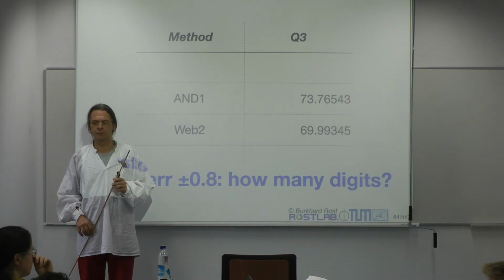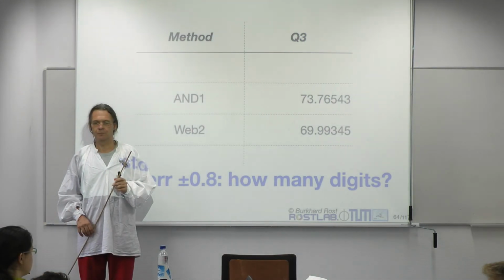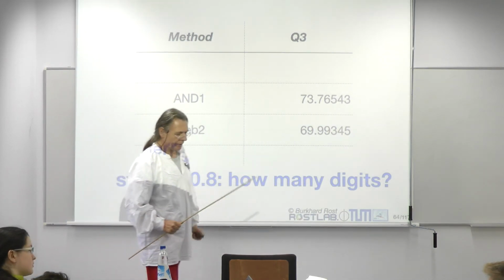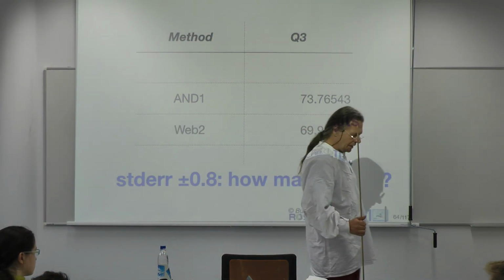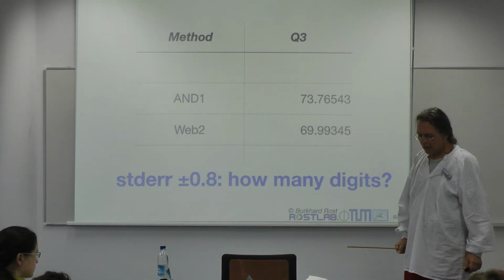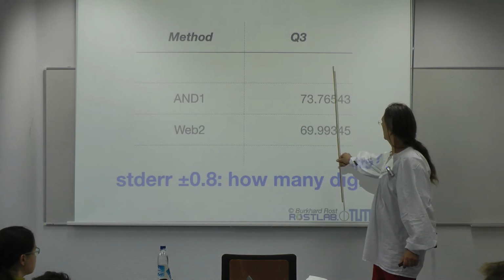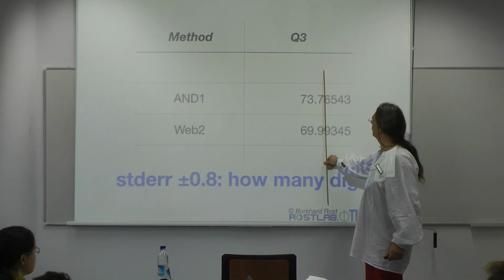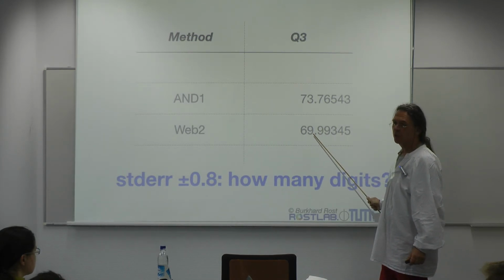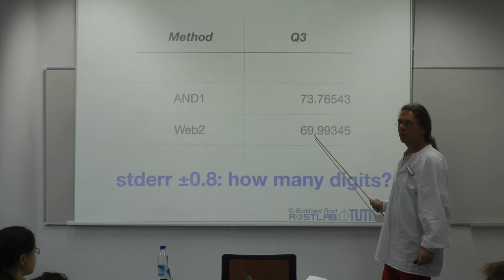Yeah? I think you shouldn't go any further than the number of digits that the standard error has. This is an interesting approach, and that's a very, very good one, I believe. So if the standard error is reported to 0.8, that means you can at most cut off, or you round off, so this would be 73.8, and this would be 70.0. That ultimately is the point, yes?